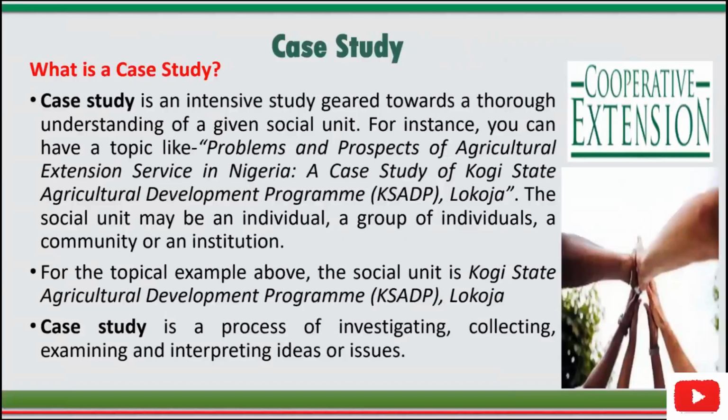For instance, if you have a topic like problem and prospect of agricultural extension services in Nigeria, a case study of Kogi State Agricultural Development Program, Lokoja. Now, the social unit may be an individual, a group of individuals, a community, or an institution. For the example we just listed above, the social unit is Kogi State Agricultural Development Program, Lokoja. Now, this case study is the process of investigating, collecting, examining, and interpreting ideas or issues.